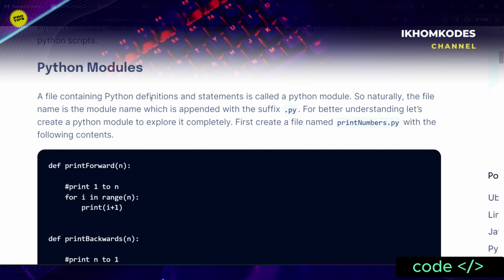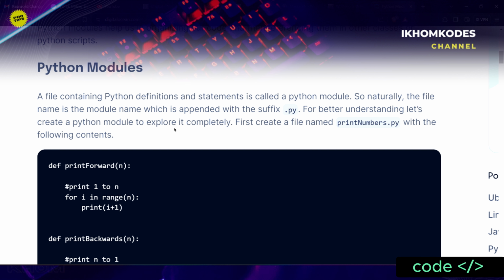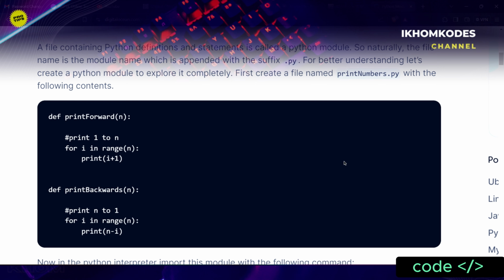A file containing Python definitions and statements is called a Python module. Naturally, the file name is the module name, which is appended with the suffix .py. For better understanding, let's create a Python module to explore it completely. First, create a file called printnumbers.py or something like that.